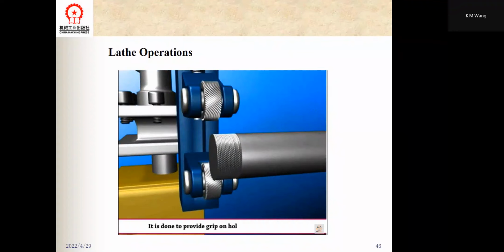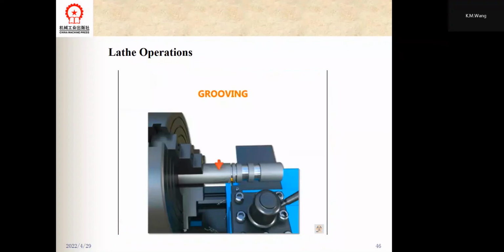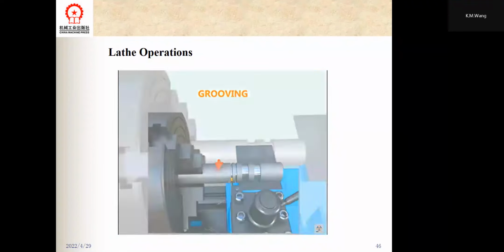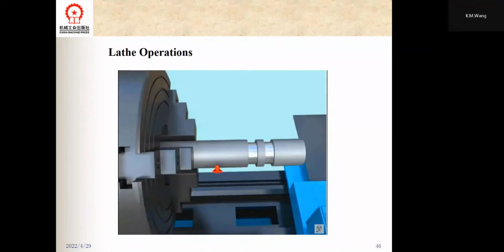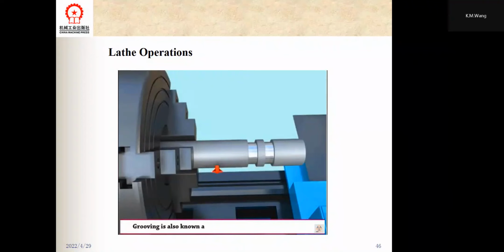It is done to provide grip on holders and screw heads. Grooving. In this video, we are going to see about grooving operation. Grooving is also known as recessing, undercutting, or necking.